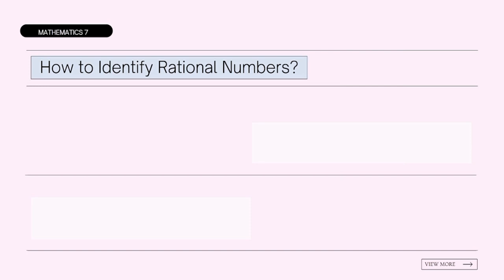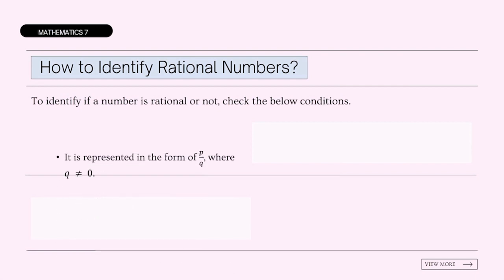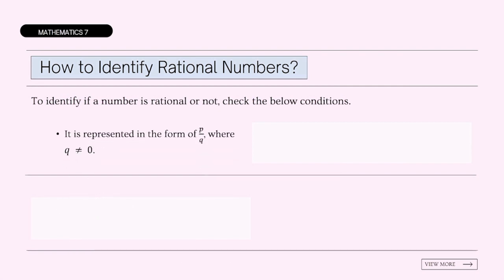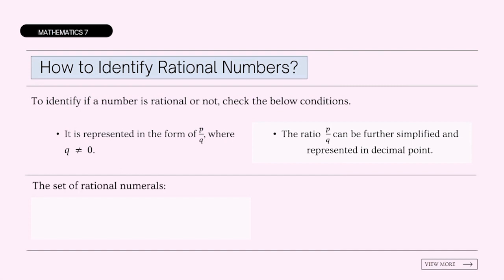How to identify rational numbers? To identify if a number is rational or not, check the below conditions. First, it is represented in the form of p over q, where q is not equal to 0. Then the ratio p over q can be further simplified and represented in decimal form. And we also have here the set of rational numbers. First, they include positive and negative numbers and 0, and can also be expressed as a fraction.